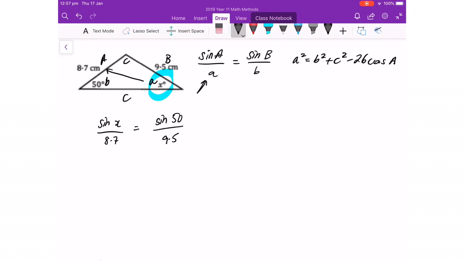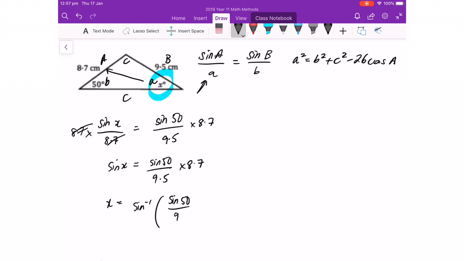All right, so let's see if we can rearrange this equation to find x. I'm going to multiply by 8.7 on both sides just to cancel it out. So sine x is equal to sine 50 divided by 9.5 times 8.7. And to find x on its own, I've got to find the inverse. So putting that all in inverse there.